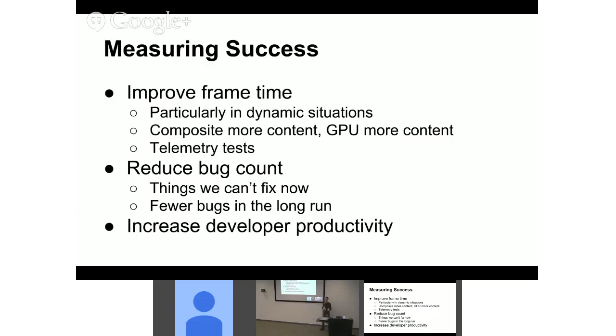We'll succeed if we reduce the bug count. Right now we've got bugs that have been open forever that we cannot fix. So it would be nice if we could actually fix those. And in the long run, we hope that this produces fewer bugs. It's just less complicated in theory. We should make fewer mistakes. We'll find out. And then we'd like to increase our own productivity.